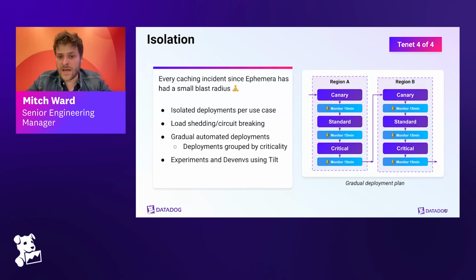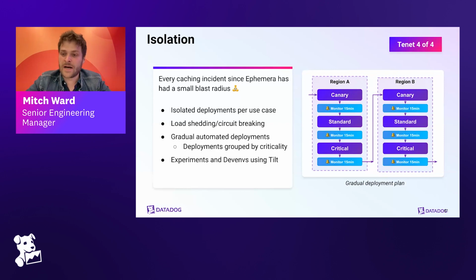So on the right here, we have an illustration of our actual deployment plan, where in Ephemera, we go region by region and deploy our caches slowly. We've made 3 classes of caches. First of all, we deploy our canary caches, which is the canary in the coal mine. These are our internal caches that we can use to validate through synthetic testing that everything's working as expected. Once that's deployed, we wait 15 minutes and use Datadog monitors to check that it's all looking good.